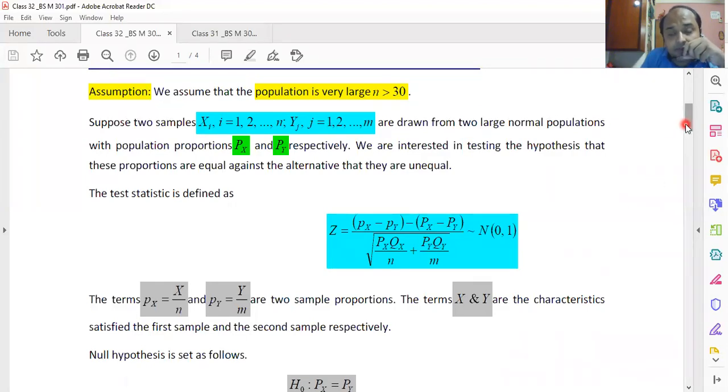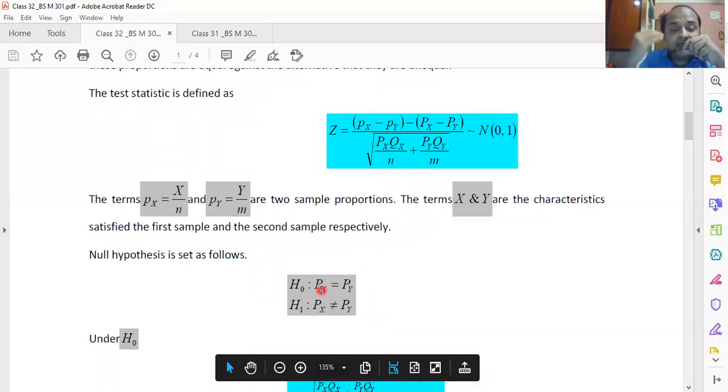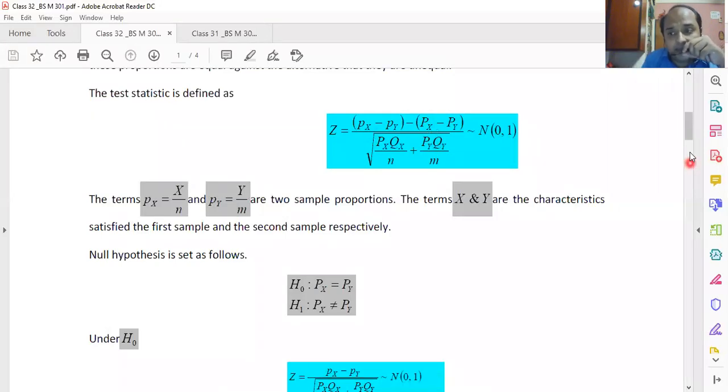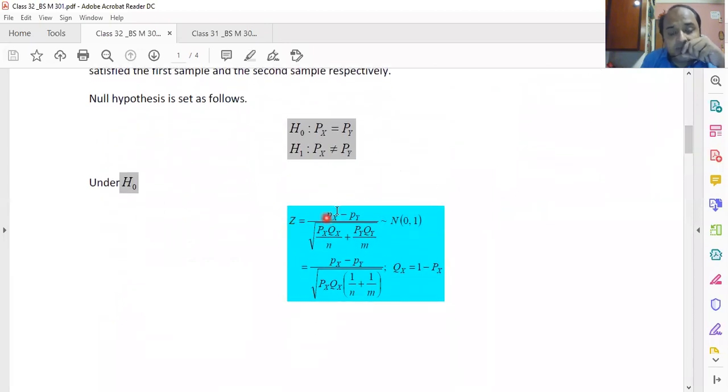Now, if we want to test the hypothesis whether the two population proportions are equal or not, we write the hypothesis in this way. In the null hypothesis we write that yes, they are the same, and in H1 we write no, they are not. Under the null hypothesis, this particular part vanishes, Px minus Py becomes 0, and therefore your formula reduces to the following form: Z becomes px minus py divided by this.